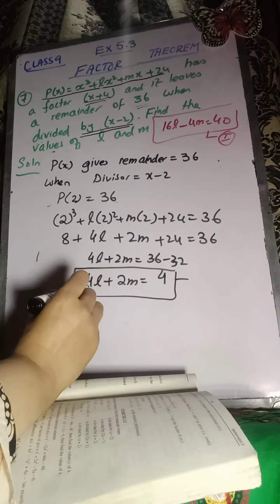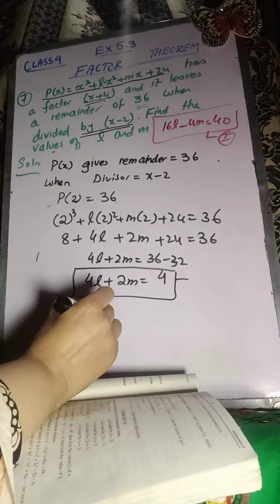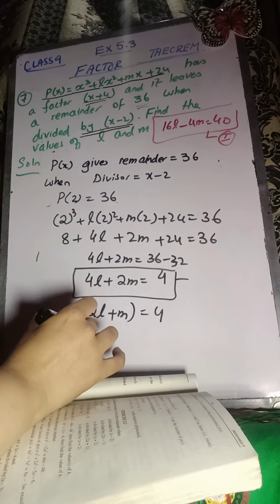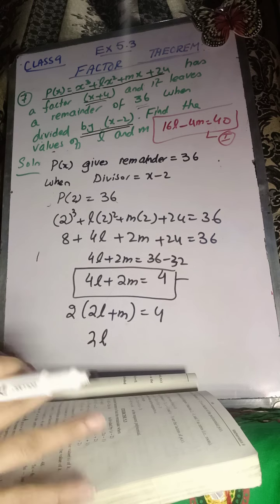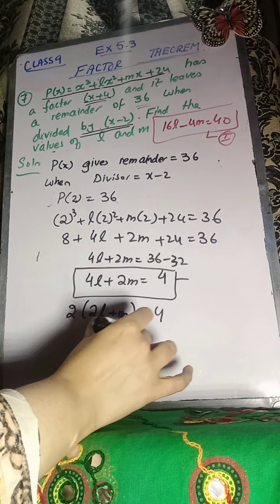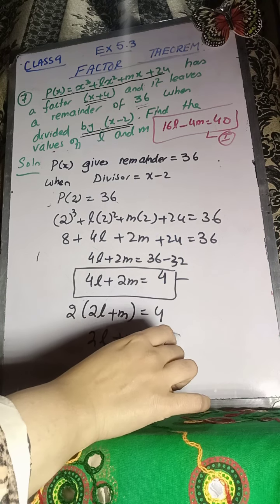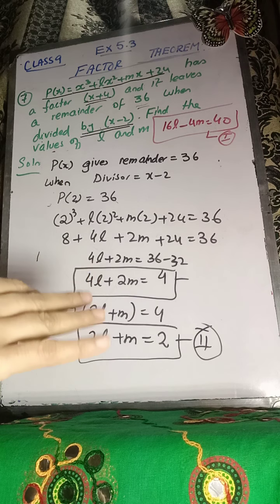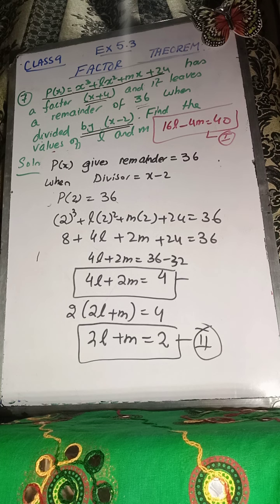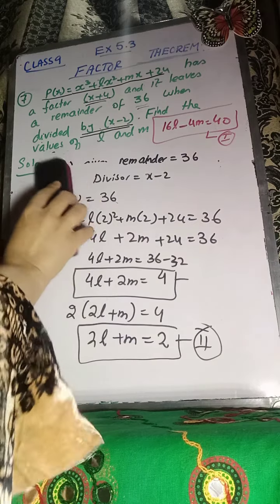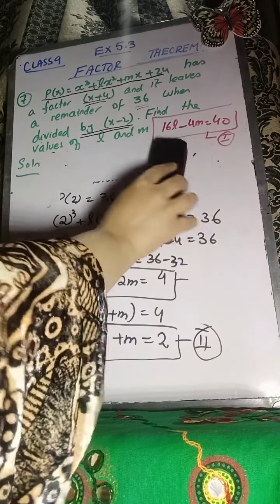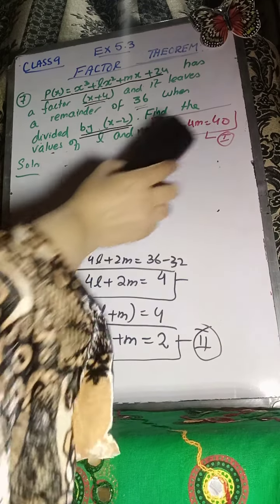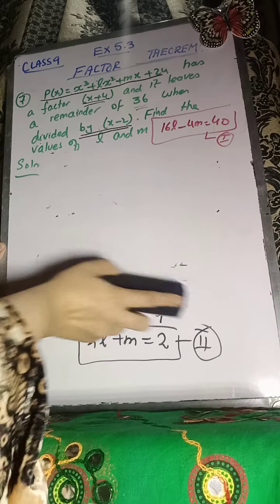Let me simplify it more. We can take 2 common from both the sides, so this will be 2L plus m equals 4, and dividing both sides by 2 we are going to get 2L plus m equals 2. This will be the second equation. Now let us take these two equations and solve them simultaneously to get the value of L and M. The first equation was that one, and let me simplify that also, because we can take a 4 common from both the sides.